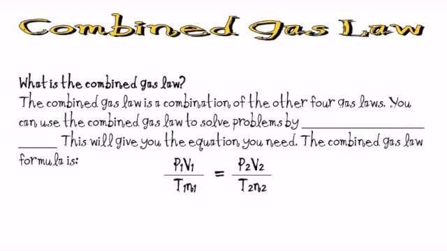The combined gas law. What is the combined gas law? The combined gas law is a combination of the other four gas laws. You can use the combined gas law to solve problems by crossing out the constants. This will give you the equation you need. The combined gas law formula is P1V1 over T1N1 equals P2V2 over T2N2.